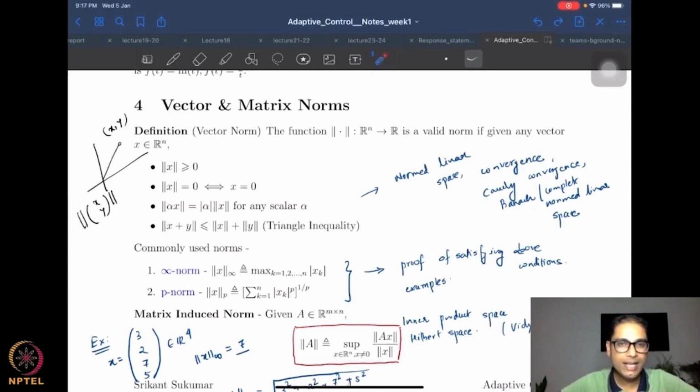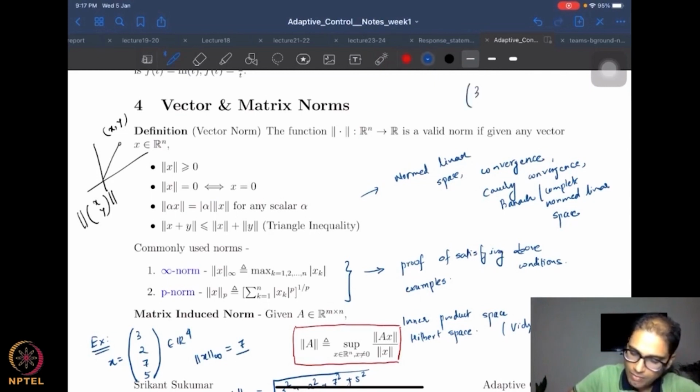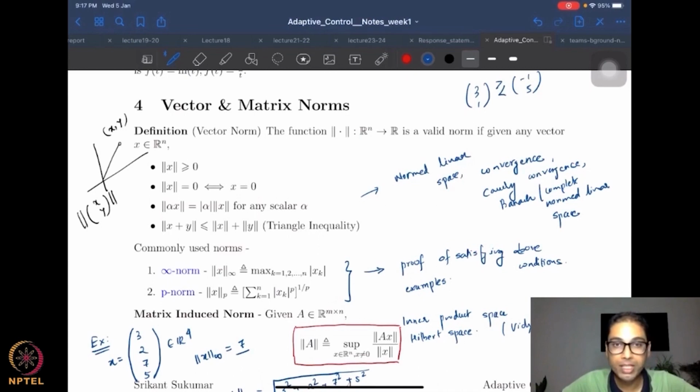So to actually have a sense of how these notions can be created, like in real numbers, it's very easy to say that 3 is greater than 2, right? But if I give you a vector, for example, if I just said, I have a vector (3, 1) and (-1, 5), can you tell me which one is greater than, which one is less than the other? There is no obvious way of doing these things.